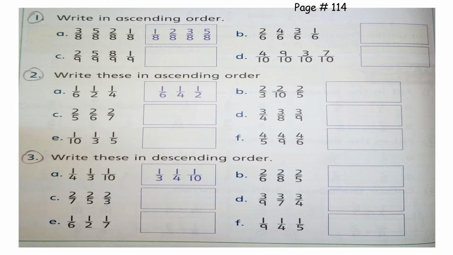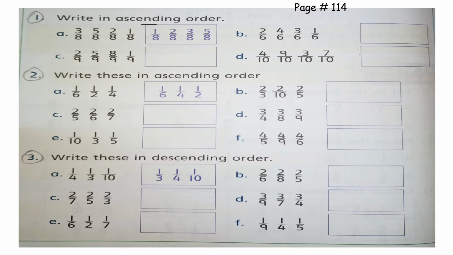Question number 1. First part is already done, so come to the B part. 2 by 6, 4 by 6, 3 by 6, 1 by 6. These are the 4 fractions, and you have to arrange them in ascending order. What is ascending order? From smaller to greater or greater to smaller? Yeah, from smallest to greatest.